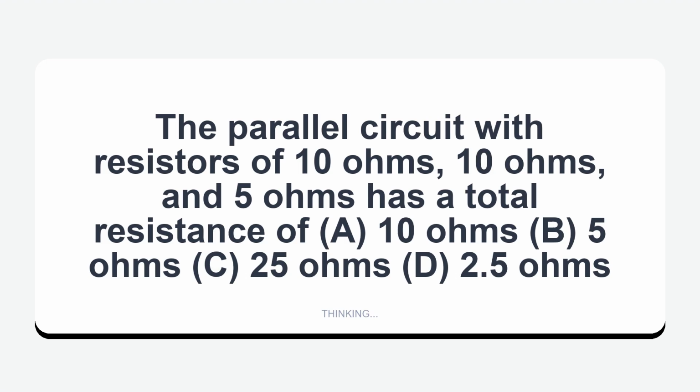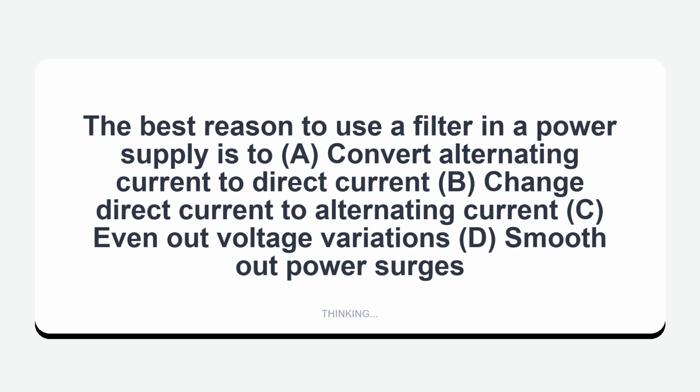The parallel circuit with resistors of 10 ohms and 5 ohms has a total resistance of A. 10 ohms, B. 5 ohms, C. 25 ohms, D. 2.5 ohms. D. The best reason to use a filter in a power supply is to A. convert alternating current to direct current, B. change direct current to alternating current, C. even out voltage variations, D. smooth out power surges. C.